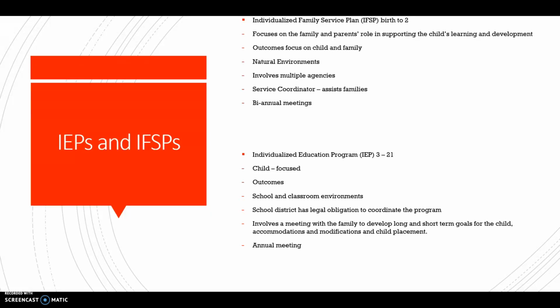So just some things to remember about birth to 2 is that it's more of a focus on the family and the parents' role in supporting the children. The outcomes are focused on both the child and the family. What are the family's goals for the child? It's supposed to happen in natural environments to the greatest extent possible. Usually multiple agencies are involved.